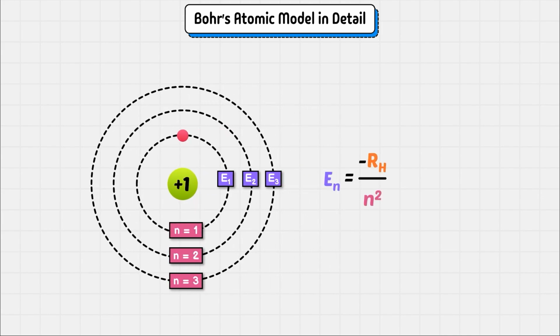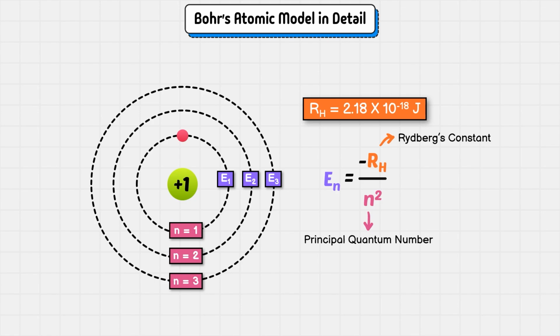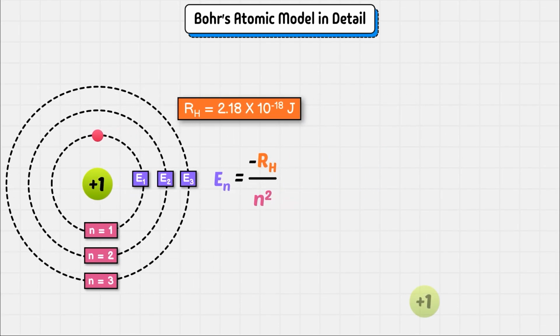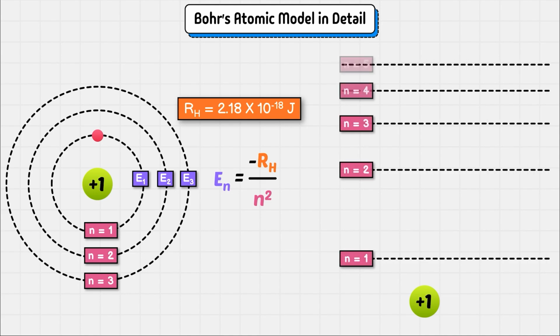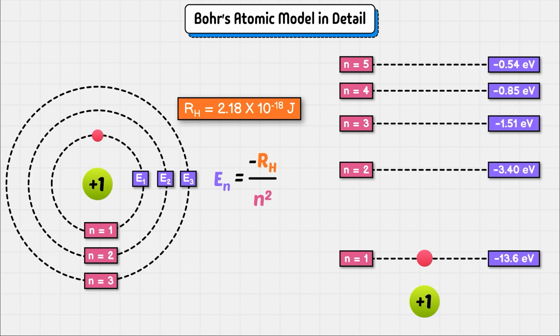Bohr also derived a formula to calculate the energy of these allowed orbits. In this formula, RH represents Rydberg's constant for hydrogen, and n is the principal quantum number of the orbit for which we want to calculate the energy. Using this formula, we can calculate the energy for these 5 allowed orbits of hydrogen atom. And as we did earlier, we can also convert this energy into electron volts for our convenience.